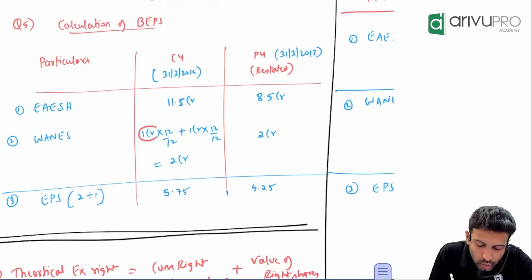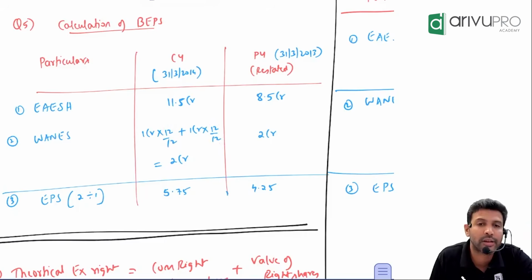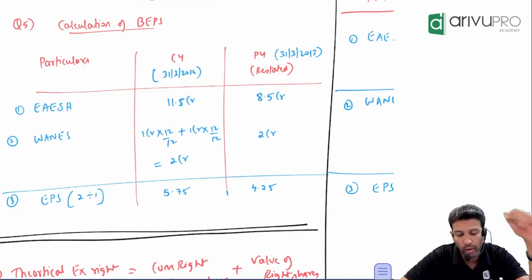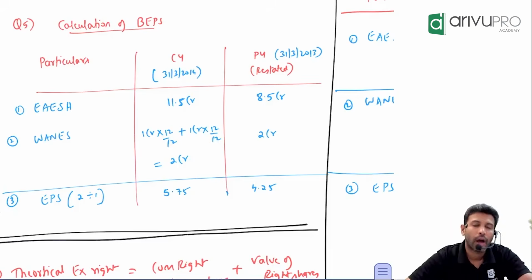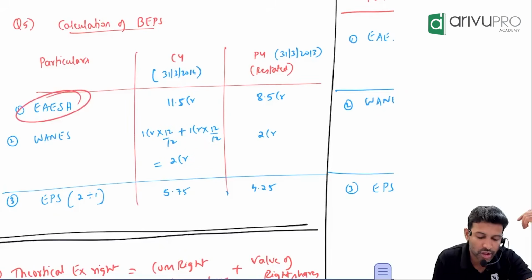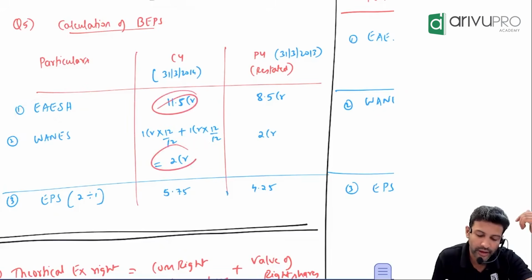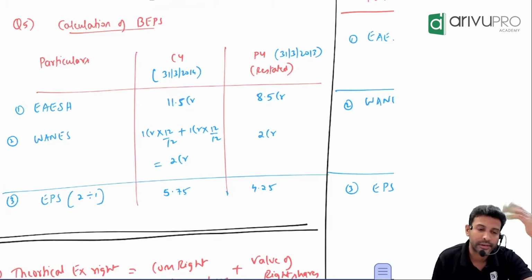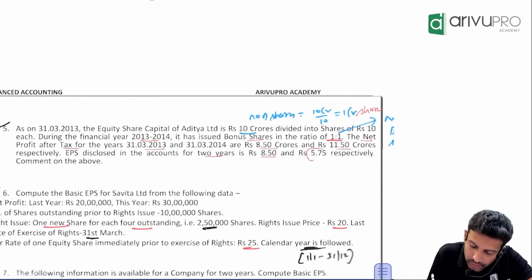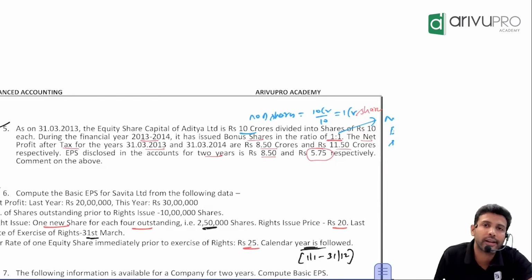If you have 1 crore original shares, how many bonus shares will you get? 1 crore. On original shares, how much weightage are you giving? 12/12. So on bonus also, how much weightage will you give? 12/12. So when you calculate, how much are you going to get? 2 crore. Any problem? How do you calculate EPS? ESH divided by weights. This division will give you 5.75. How much did they calculate? 5.75. So it looks like the current year's basic EPS they have calculated is correct.